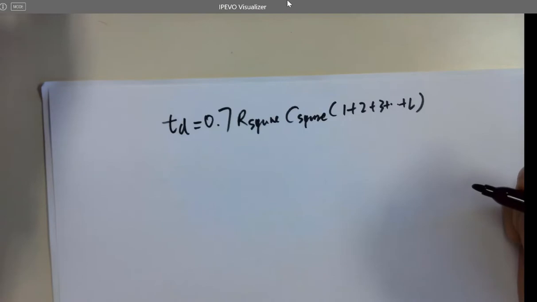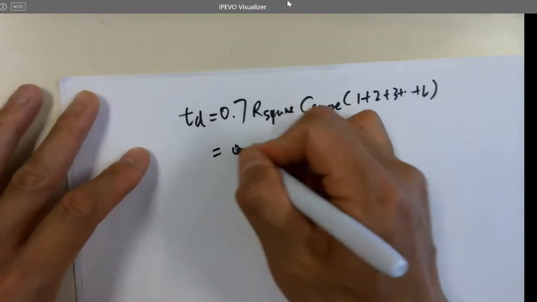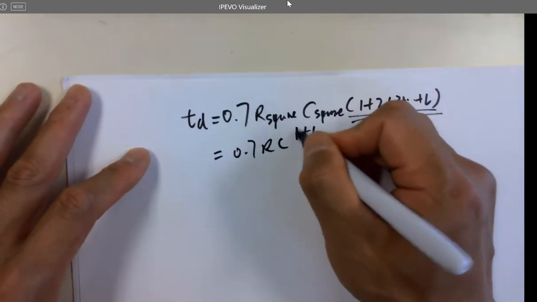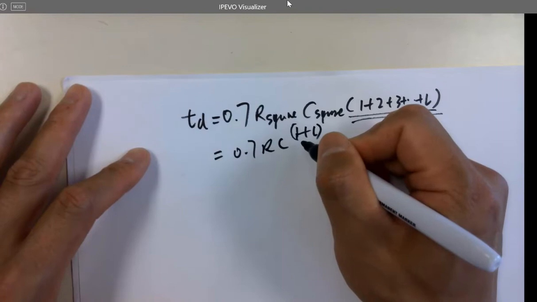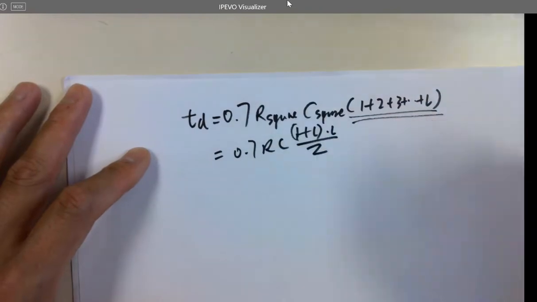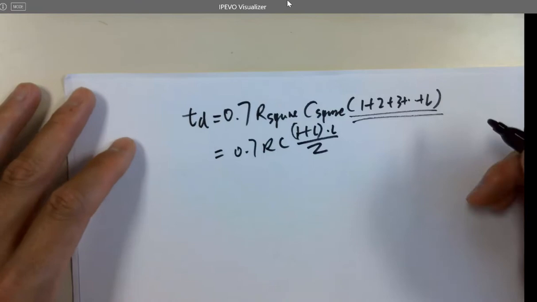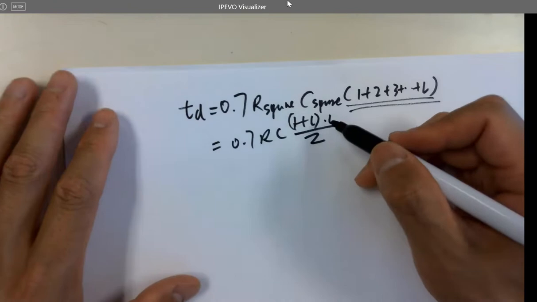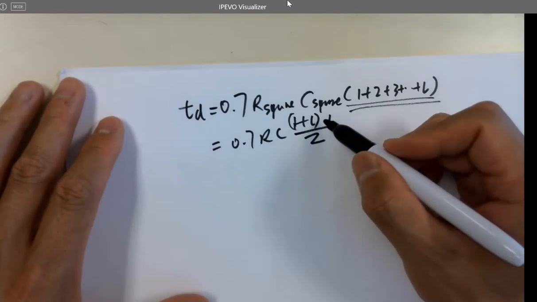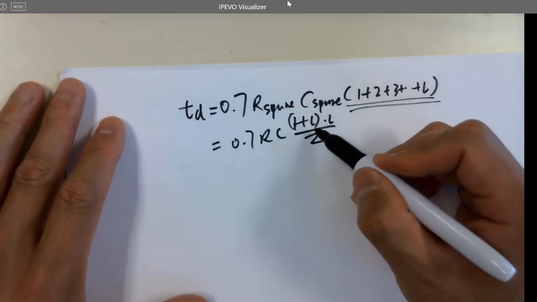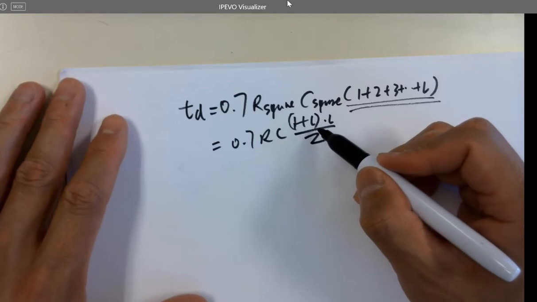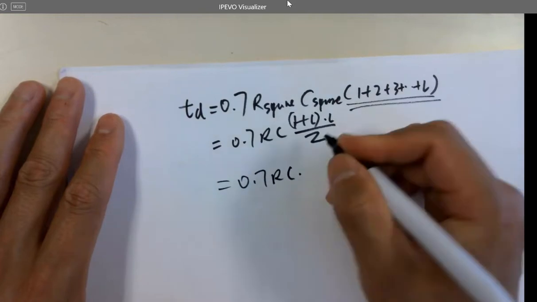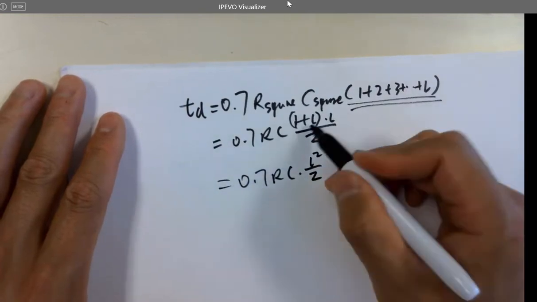You have to add them together. So eventually this becomes 0.7 RC times (1 plus L) over... times L over 2. Is that correct? From algebra. And if L is pretty big, for example, if L is larger than 10, there's no huge difference between L and 1 plus L, right? So you can consider that this becomes 0.7 RC times L times L over 2. It's L times L.